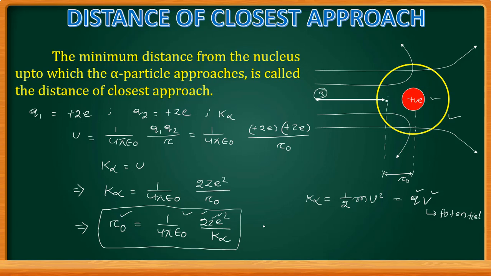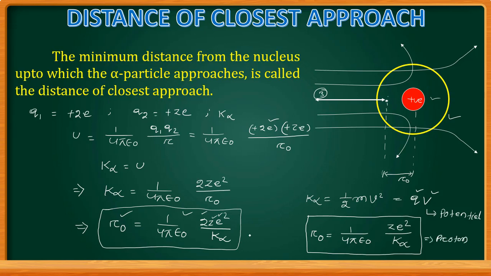The formula for distance of closest approach, r naught, can be written as r naught equal to 1/4 pi epsilon naught times Z e square by K alpha. Then we don't have to write 2 here, because for alpha particle we just have to write 2e, the charge of alpha particle. But for proton the charge is e only, plus e. So here we have to write Z e square by K alpha, and this is for proton, and this is for alpha particle. This is all about the distance of closest approach.